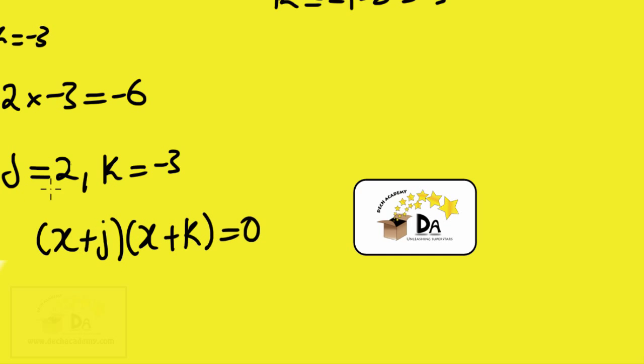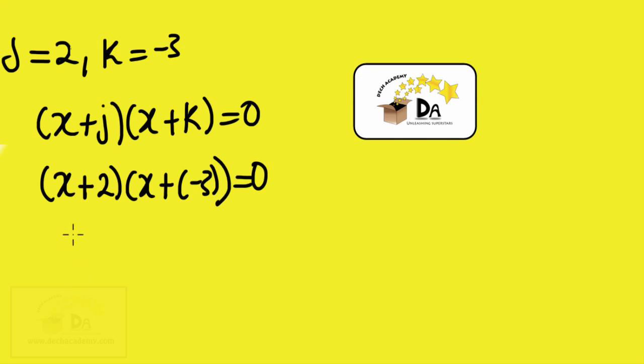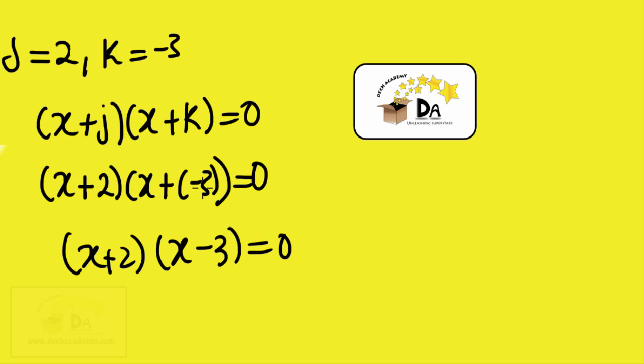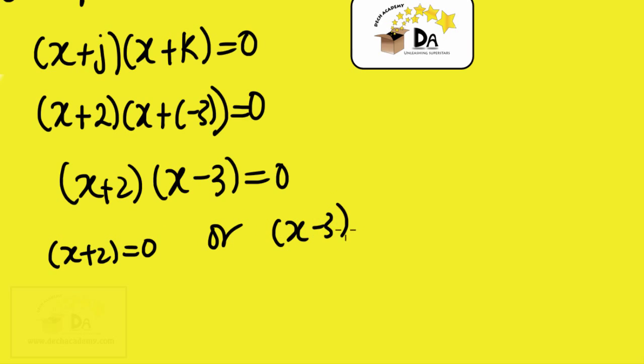Using our determined values of j and k, we can write x plus j, which is 2, and x plus k, which is minus 3, which gives x plus 2 times x minus 3. And we know for situations like this where we have the product of two variables being equal to 0, the solution is the case where either variable equals 0. So either x plus 2 equals 0 or x minus 3 equals 0.